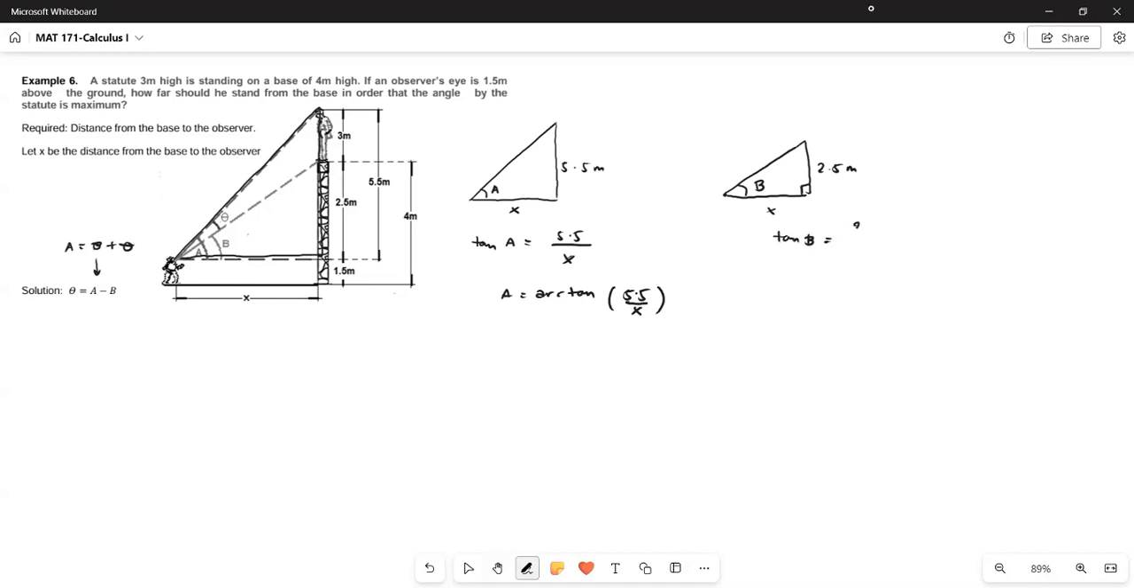So tangent B is equal to 2.5 over x, or para ma-solve natin si angle B, kunin natin yung arc tangent niya ng 2.5 over x. So now we have dalawang angle, yung A and B. Tapos meron tayong working equation nung una pa lang. Yung theta is equal to A minus B. So plug in lang natin. Yung A natin is arc tangent 5.5 over x minus yung B natin na arc tangent 2.5 over x.